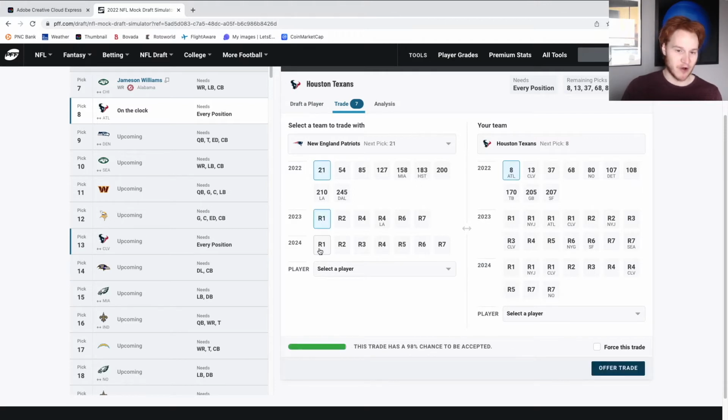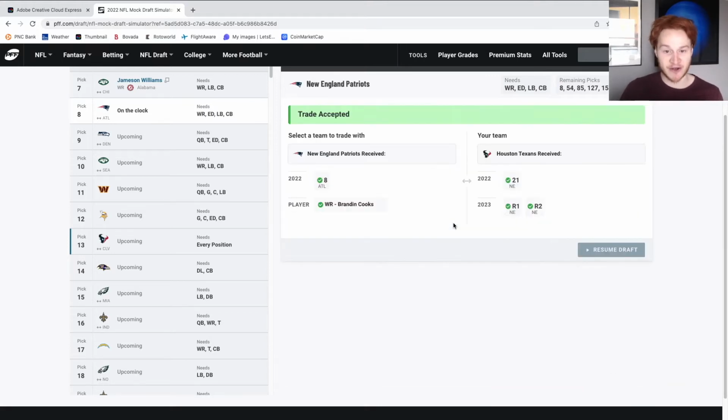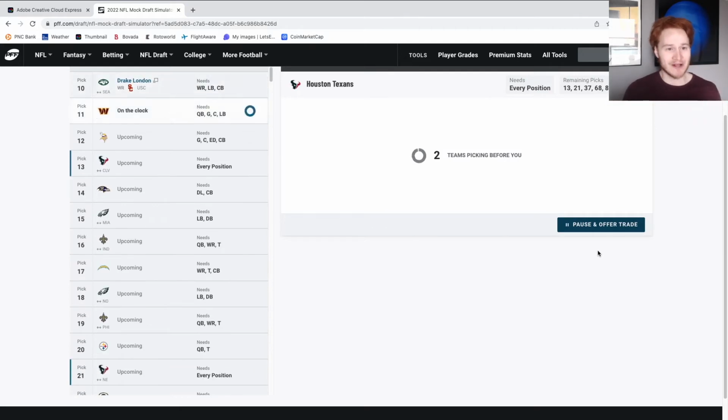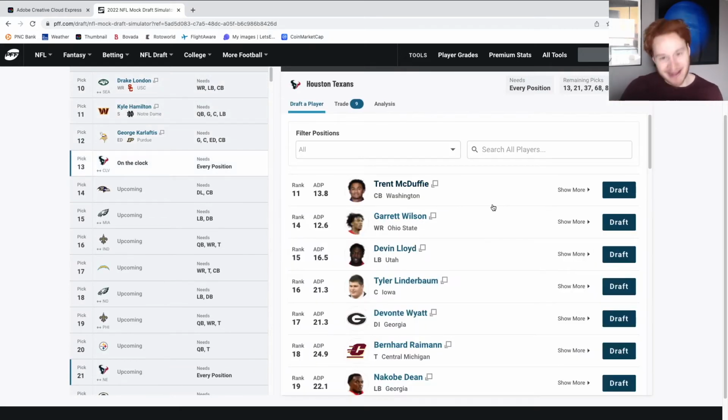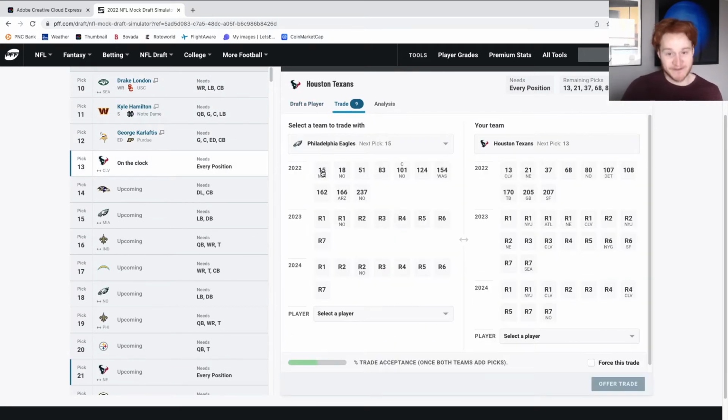What I could probably do is trade for all of their first. Nah, I can't do that. Is that worth it? Yeah, it is worth it. But they wouldn't do that. What if I threw in Cooks? Okay, they value Brandon Cooks. They want to help Mac Jones out a little bit. We get another 2023 first rounder. We'll take it. It's a win-win for everyone. I like what's going on right now.